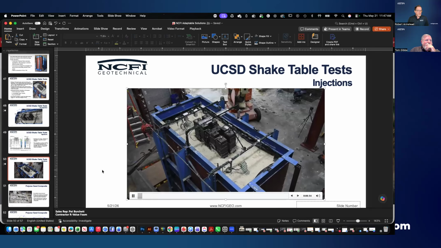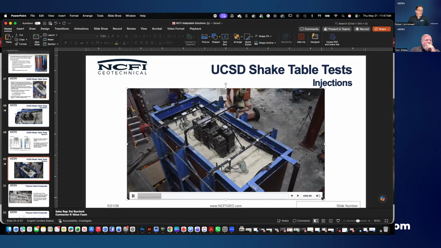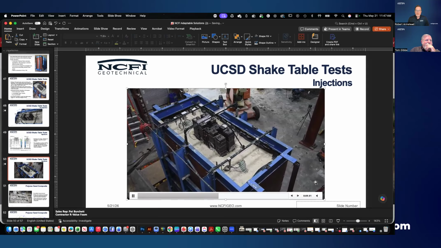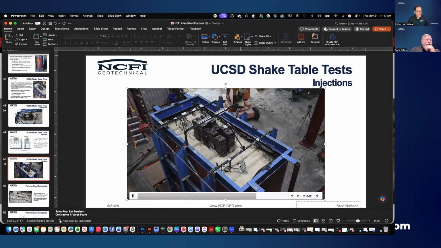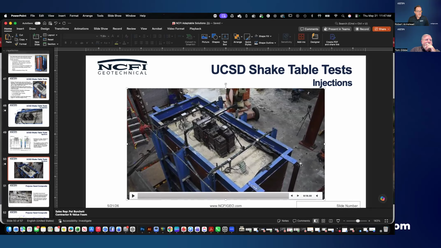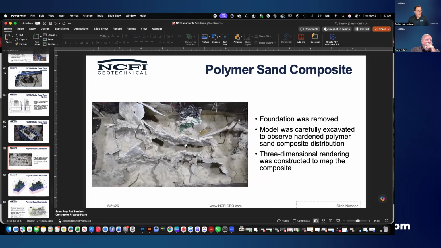And this was a post-injection test. There was almost no settlement of the soil post-injection. You can even see the water starting to shift upward within the sides of the container. So it was some pretty intense vibration that was occurring. Afterward, they dug out the polymer to find out what the polymer sand composite would look like, and they could also provide some 3D modeling of it.